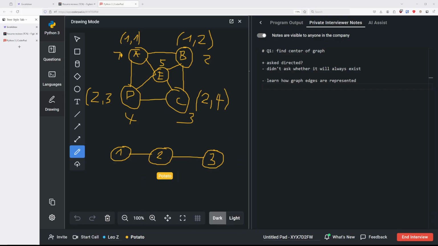So one approach I can think of is that maybe we can use something to traverse. Let's say we need to start from this node to go to this node.